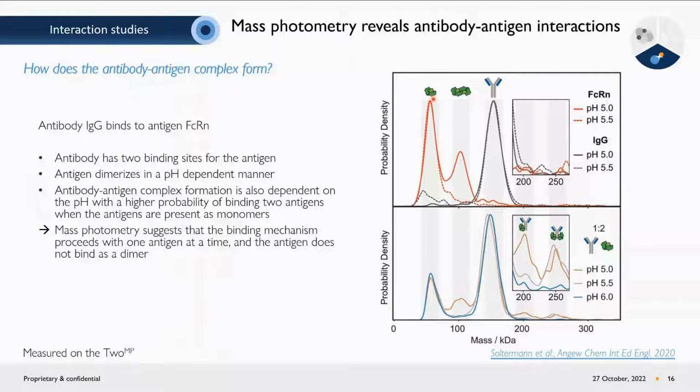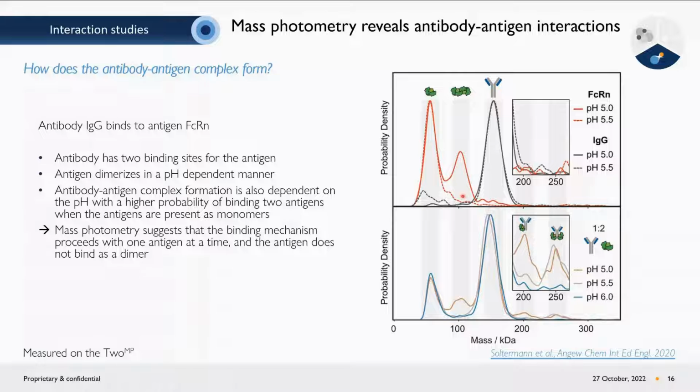At pH 5, you see both the monomer and the dimer, whereas at pH 5.5, at higher pH, it exists basically only in its monomeric form. And at the higher range, there is nothing. When these two are now mixed, the authors looked at the high range, where you expect the peaks corresponding to the binding of antigen and antibody at different pH values. What they saw, interestingly, is that at pH 5, where we have monomers and dimers, we see single and double binding to the antibody.